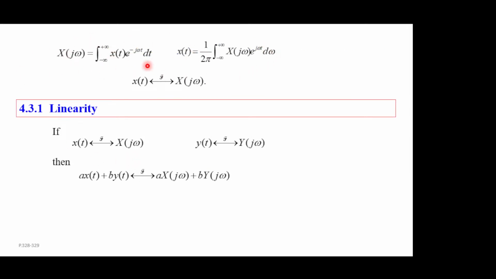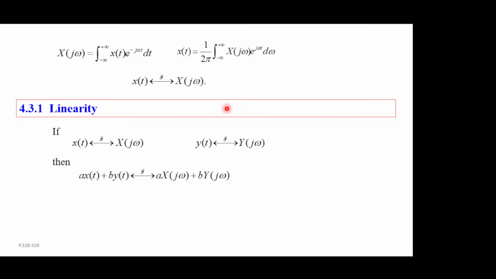So once again, remember this is our Fourier transform formula. You can calculate big X from small x like this, and small x from big X like this, and you can go back and forth as many times as you want. You will always come back to the same thing, and so you have a pair between small x and big X.